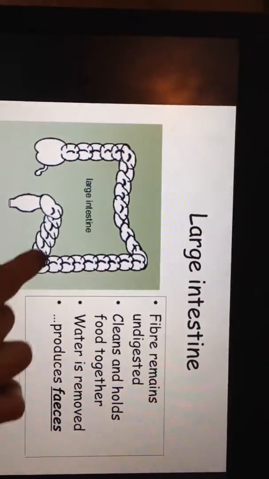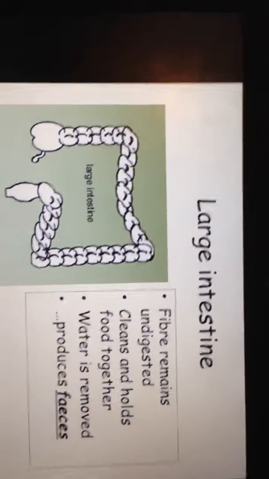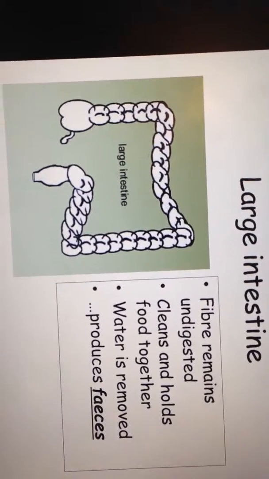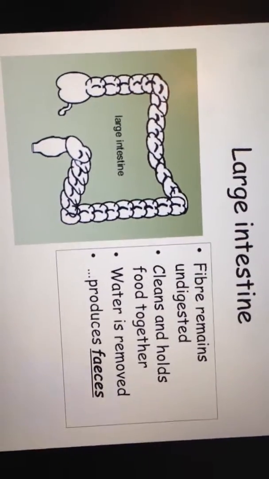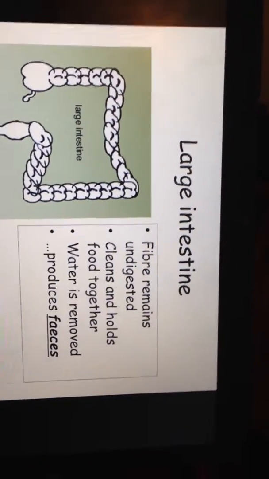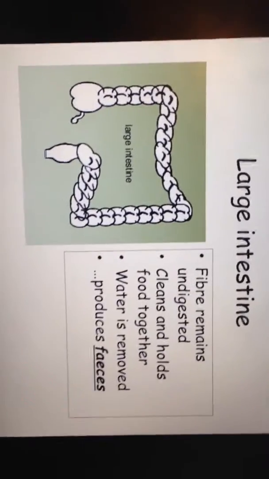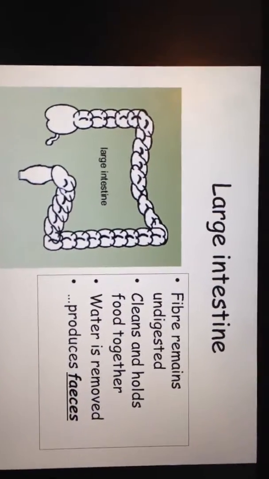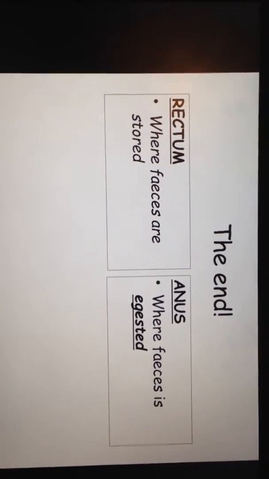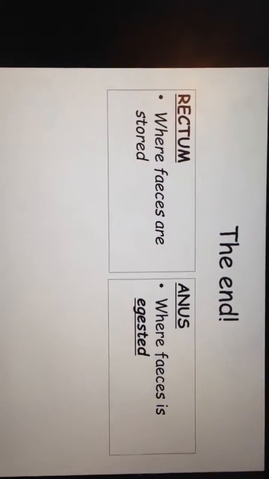So we get all the rest of the waste travelling along the large intestine. Any excess water now that might be left over is reabsorbed into the blood, and we get the waste travelling all the way down, and it produces faeces. It sits here towards the end in the rectum until the person goes to the toilet, obviously, and empties their bowels. So rectum is where faeces is stored, and the anus is where it leaves.